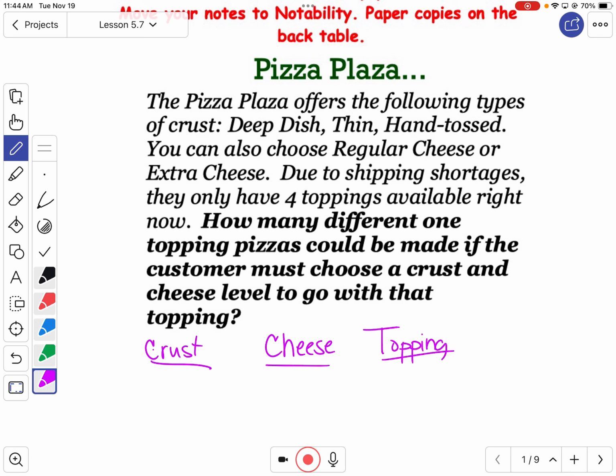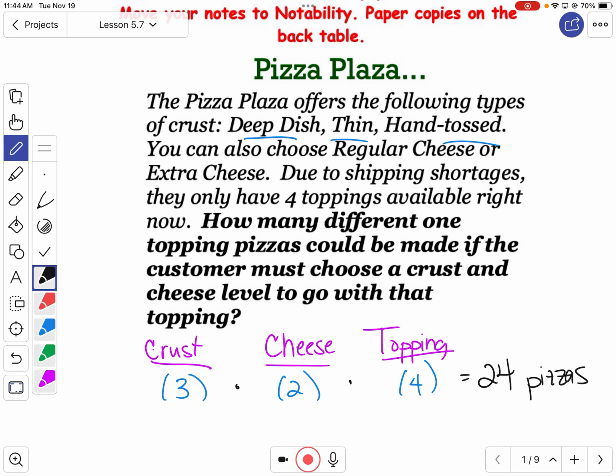Okay, and so how many options do I have for my crust? I got 3. How many cheese options are there? There's 2. And how many toppings can I pick from? 4. And so if we want to know the total combinations, we just multiply all that together. We just want to multiply them. So 3 times 2 times 4, I believe, is 24. So I could order 24 different pizzas if I was going to the Pizza Plaza, as long as I got one of each thing.